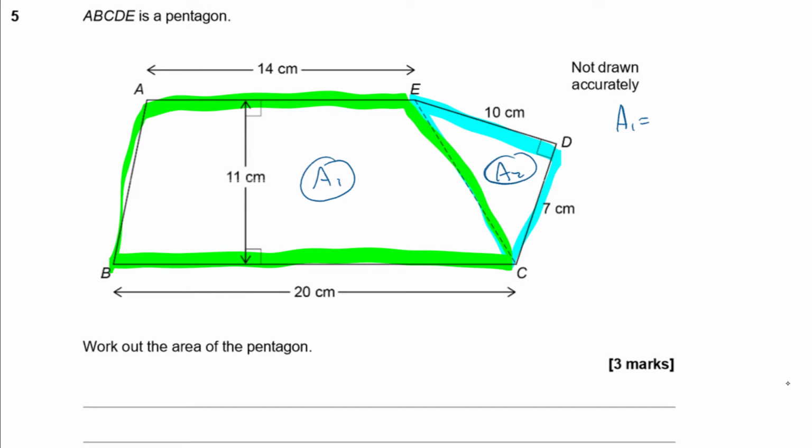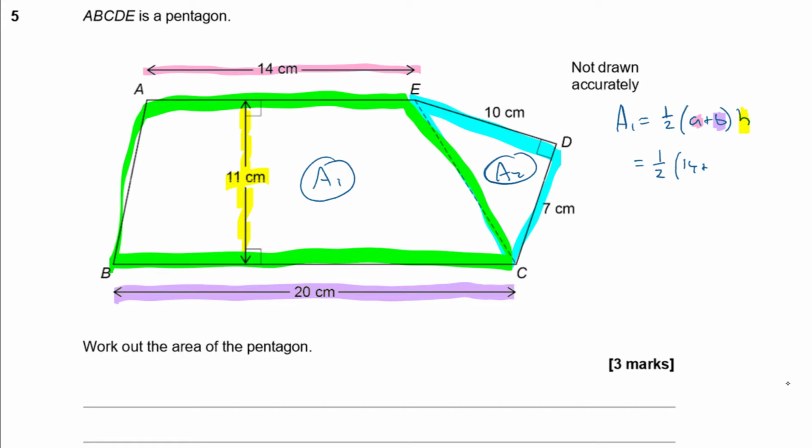Okay, so area 1 first up, that is a trapezium, and the formula for a trapezium is a half open brackets, a plus b, close brackets, times h, where a and b are two parallel sides and h is the distance between them. So in this diagram, a is going to be 14, and b is the side parallel to that, that one there, 20. And then h is the distance between them, that one there, the 11. Subbing that into the formula, I've got A1 equals a half times (a, which is 14, plus b, which is 20) times h, which is 11.